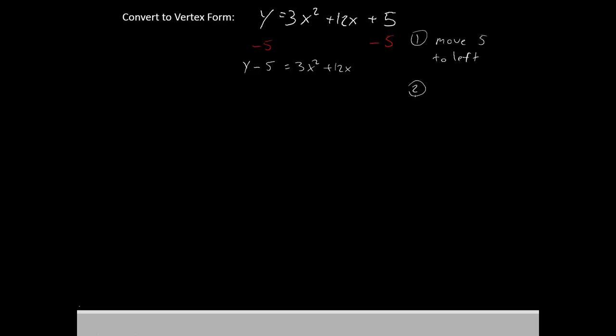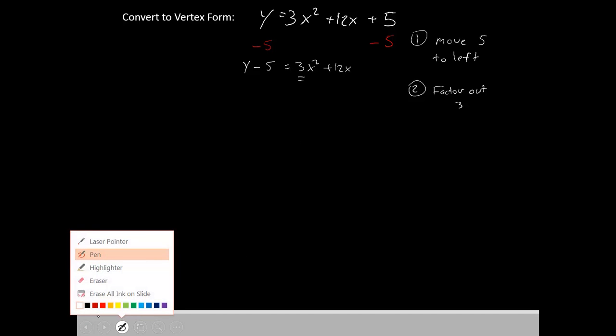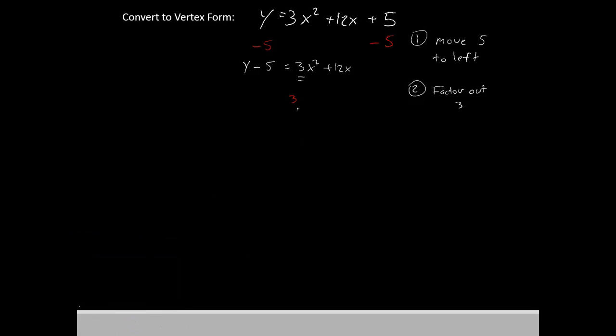For our second step, we're going to factor out the leading coefficient. That is the 3 right here in front of the x squared. So if we factor that out, we'll have a 3 on the outside of some parentheses. On the inside, if we divide 3x squared by 3, we get x squared. If we take 12x divided by 3, we get positive 4x. And on the left, we still have y minus 5.